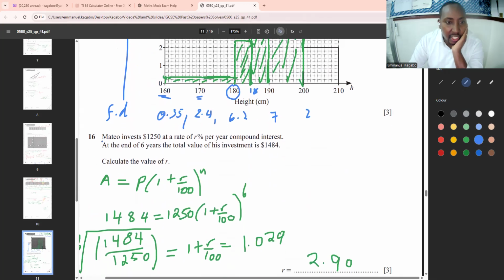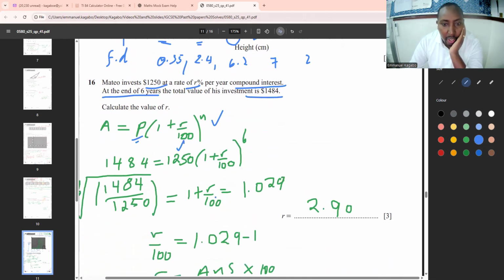Very good. Question 16. Mateo invests this at an interest rate per year, compound interest of that. At the end of 6 years, the total value of interest is that. This is the formula for compound interest, guys, where this is the principal amount of money invested, amount of money bought from the bank. This is the interest rate. These are number of years, okay? From the question, we have the total value of interest. That is the A. That's what I have.